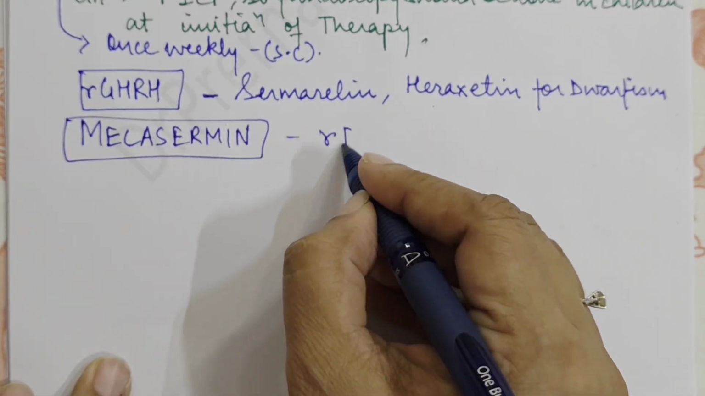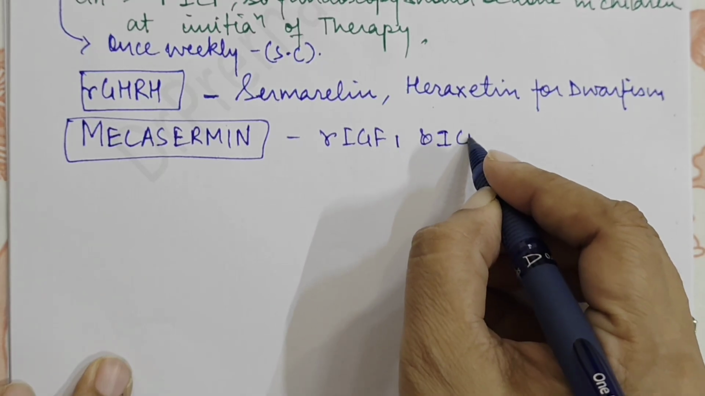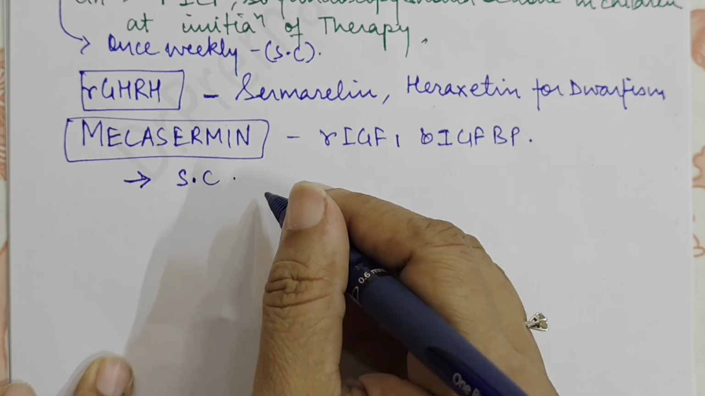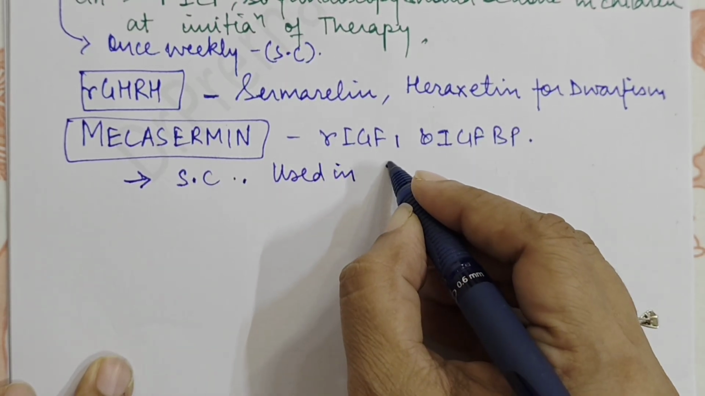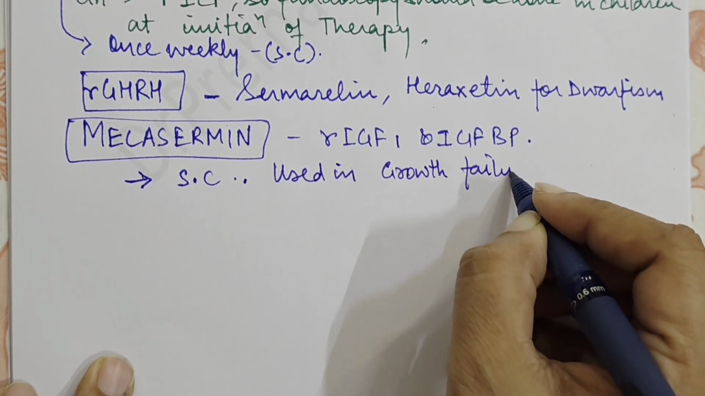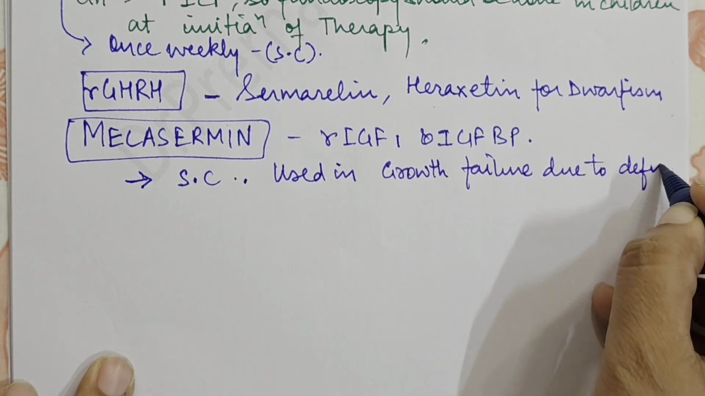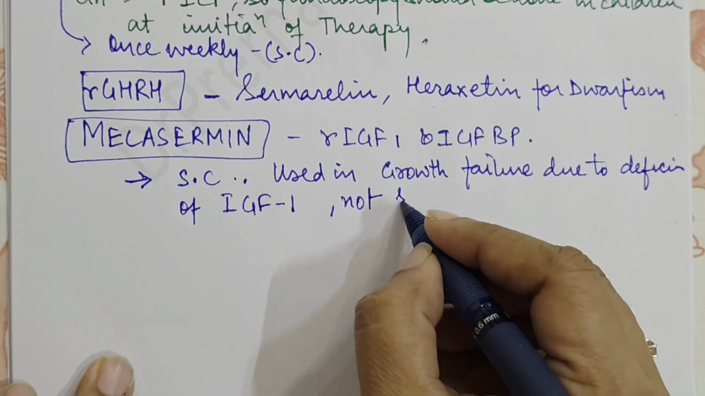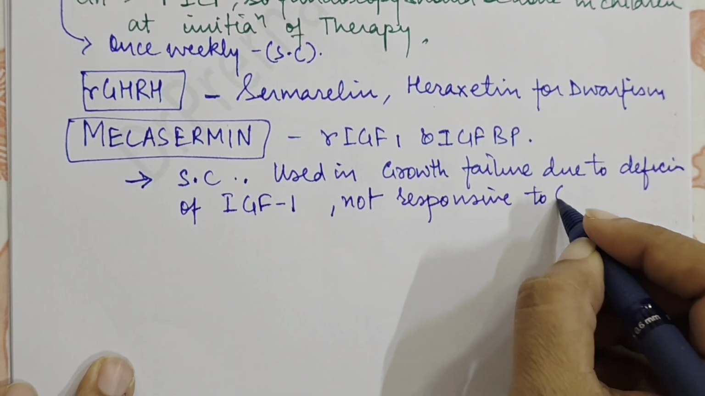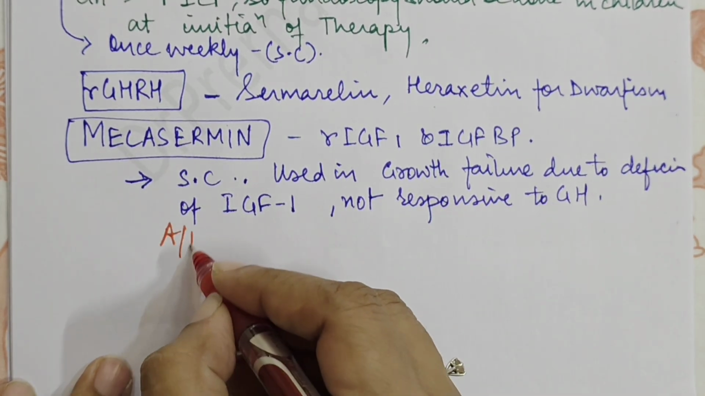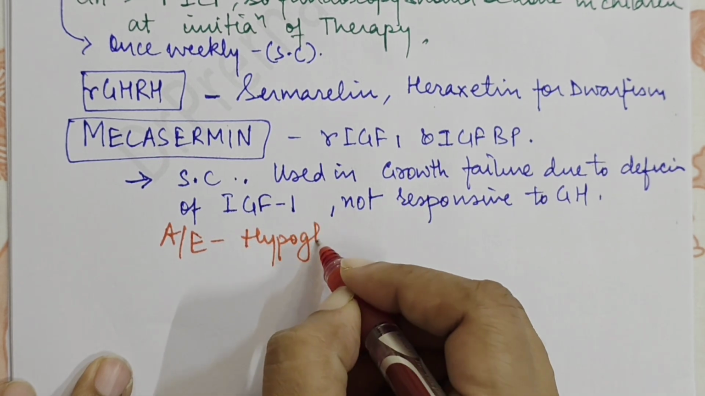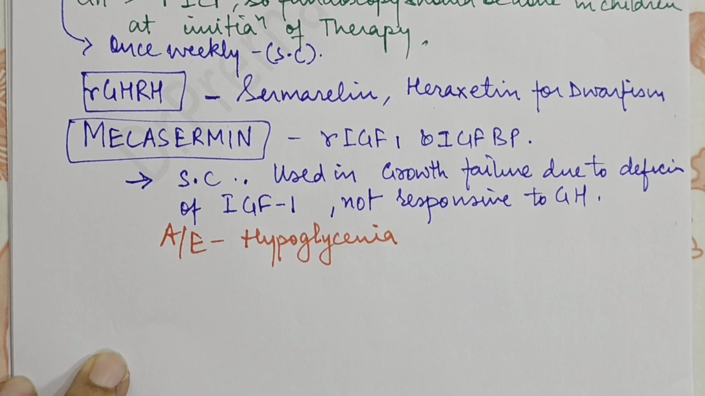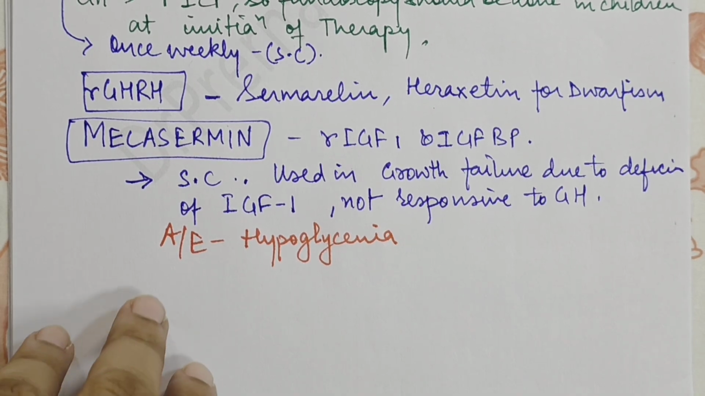This drug is recombinant IGF-1 and IGF binding protein. Now it is given subcutaneously. It is used in growth failure due to deficiency of insulin like growth factor 1, and which is not responsive to growth hormone. Okay. The only adverse effect which is seen with this drug is hypoglycemia. So these are the growth hormone dependent drugs which are used. Mainly they are used in dwarfism or AIDS related wasting.